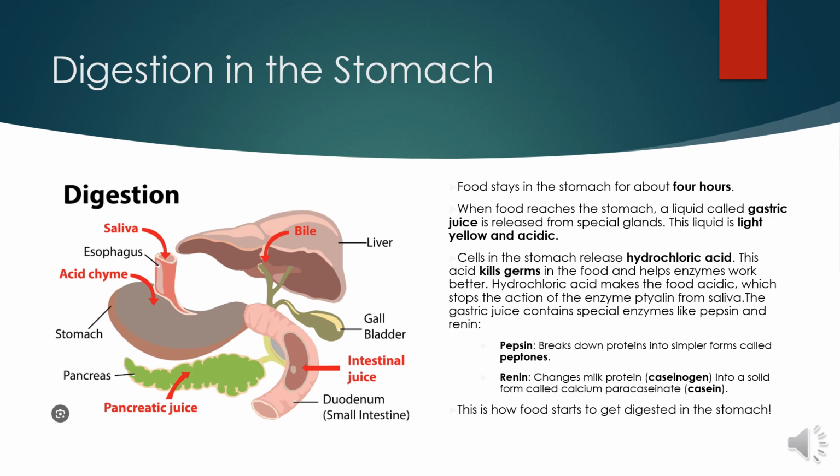Hydrochloric acid makes the food acidic, which stops the action of the enzyme ptyalin from saliva. The gastric juice contains special enzymes like pepsin and renin. Pepsin breaks down proteins into simpler forms called peptones. Renin changes milk protein, caseinogen, into a solid form called calcium paracaseinate, casein. This is how food starts to get digested in the stomach.